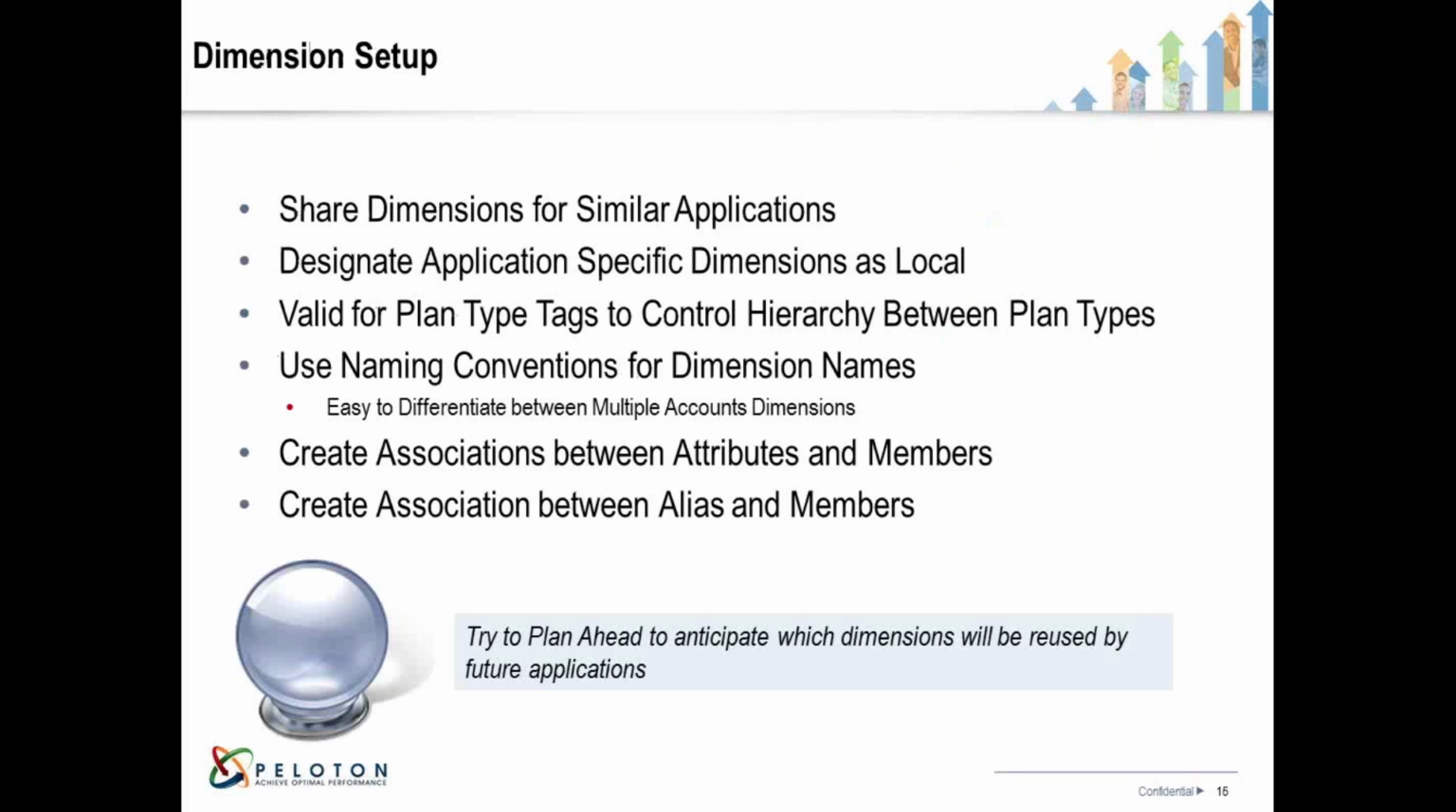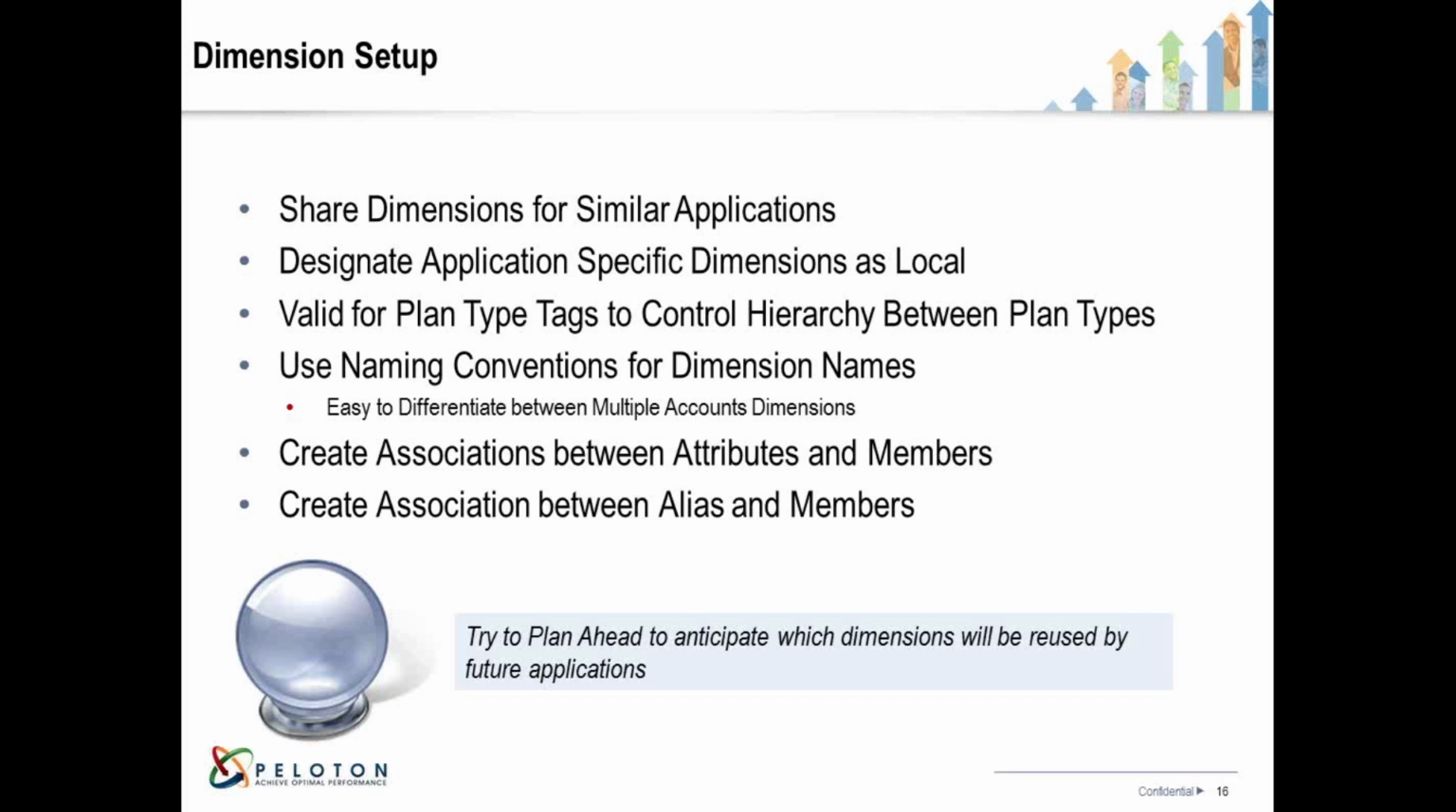In terms of dimension setup, one thing that we always recommend is to share your dimensions, designate them as shared between applications that are going to have similar dimensionality. That way, any changes that you make will automatically push through when you run your deploy commands, and you don't have to worry about, do I need to run the process for this and that? You can just run one process and push it to each of your applications.